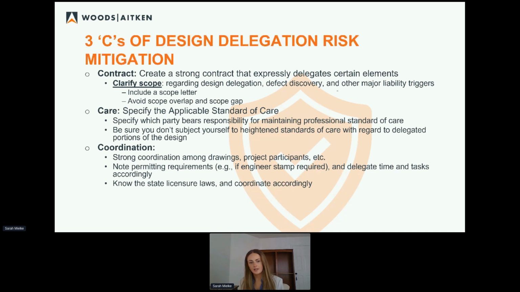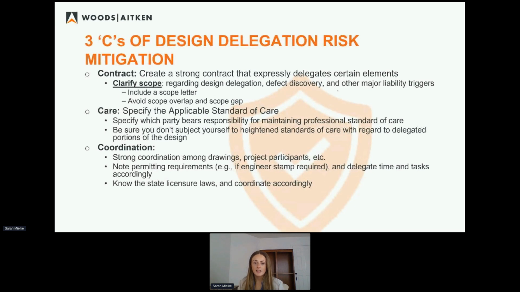Also, in that coordination bucket, note the permitting requirements for the design. A lot of states and a lot of jurisdictions, this will be jurisdiction based, will require a permit before certain things can happen on the design. A lot of those on the construction projects will require the seal of an engineer. If that's the case, how much time do you need to develop that design before the engineer can then seal it and have time to review it and then go get the permit using that design? All of those things need to be thought through as designs are being delegated.